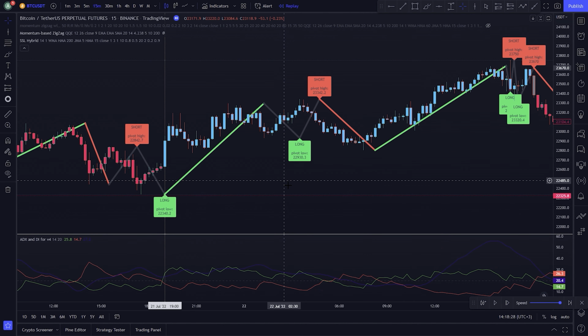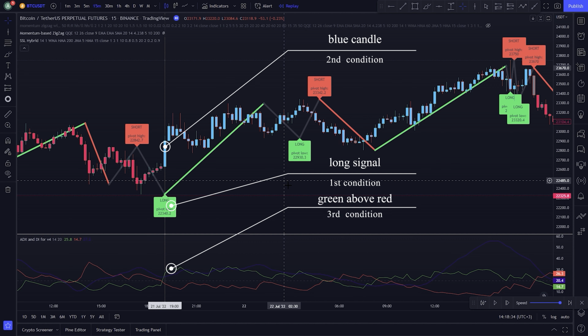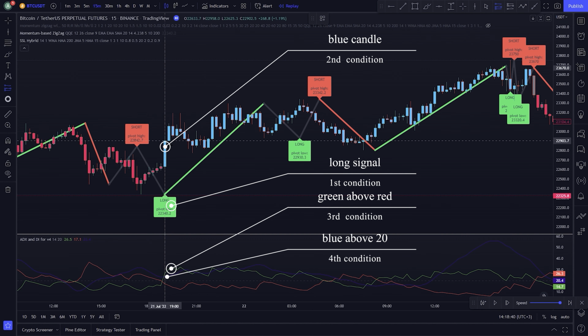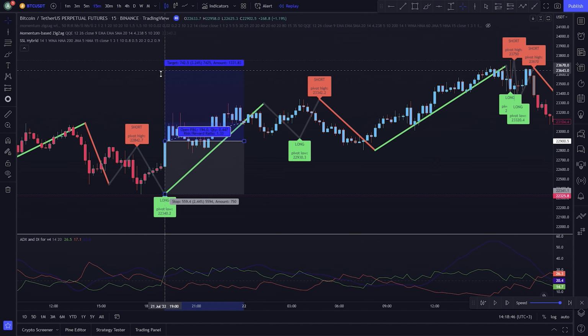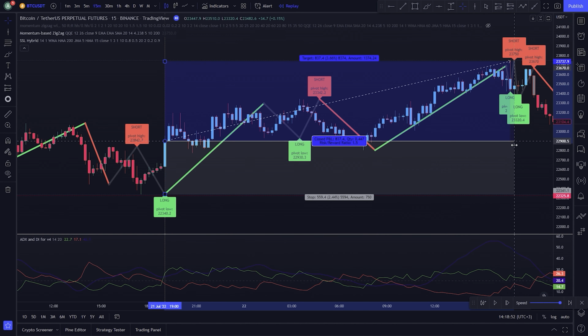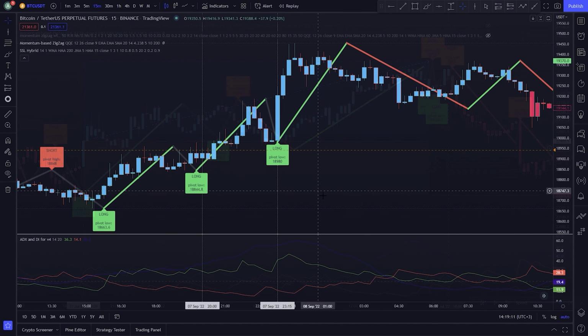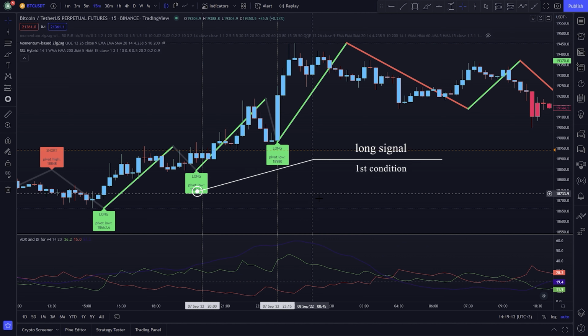For a long signal to be valid: a long signal from Zigzag, a blue candle. The green line must be above the red line, and the blue line must be above the 20 level and going up. Now we can take a long position. Our stop loss must be under the recent swing low, and the risk to reward ratio will be 1.5. Here all conditions are fulfilled.